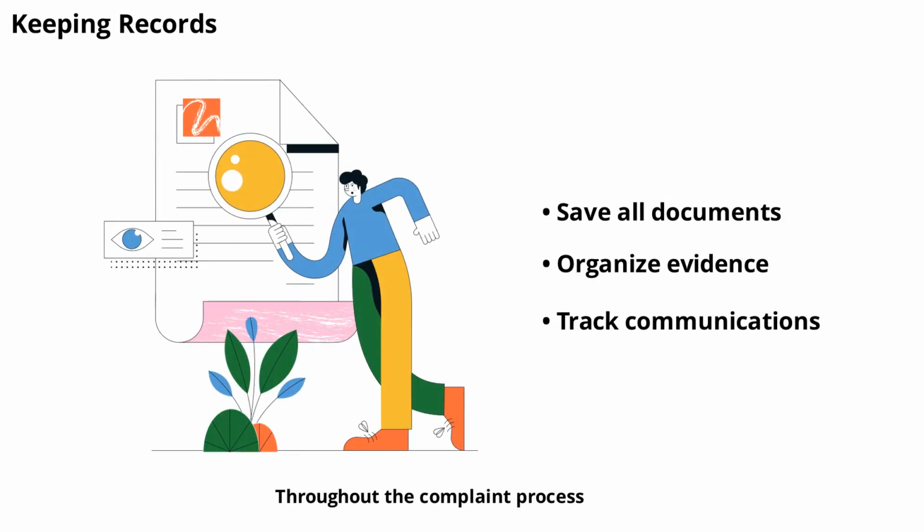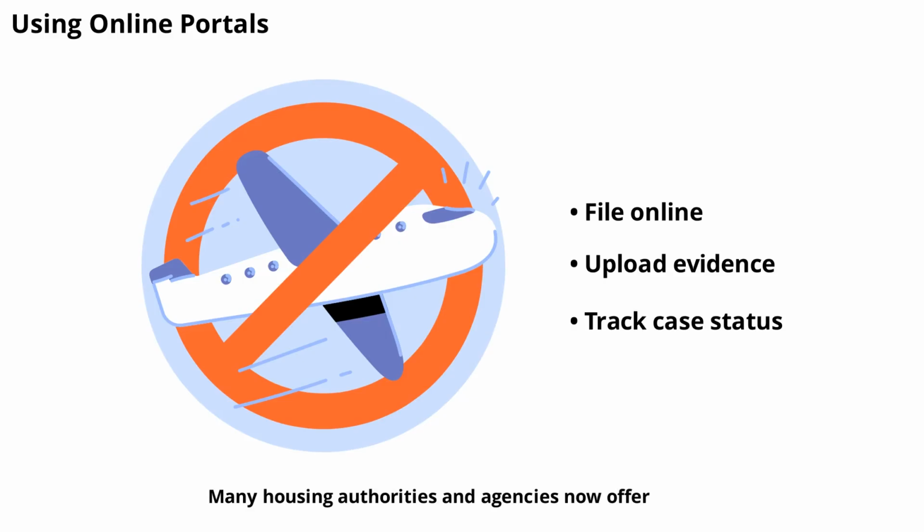Throughout the complaint process, keep detailed records of all communications, documents, and evidence. This includes emails, letters, photos, and notes from phone calls. Organized records make it easier to track your case, provide information to authorities, and protect your rights if disputes arise later.